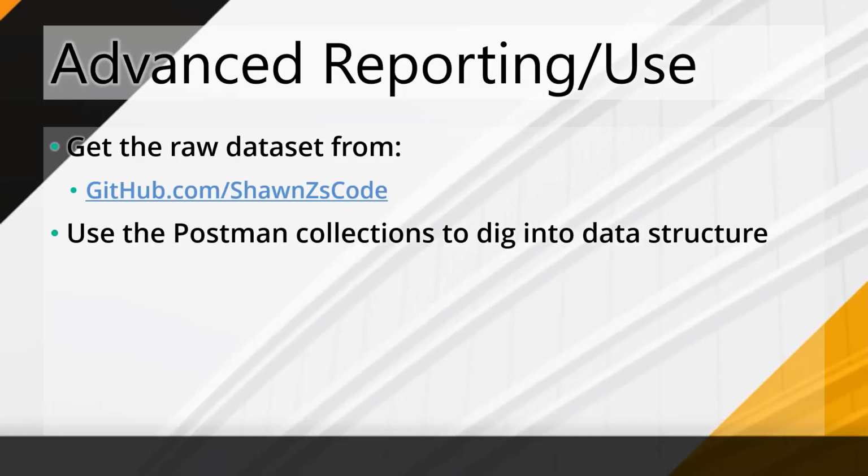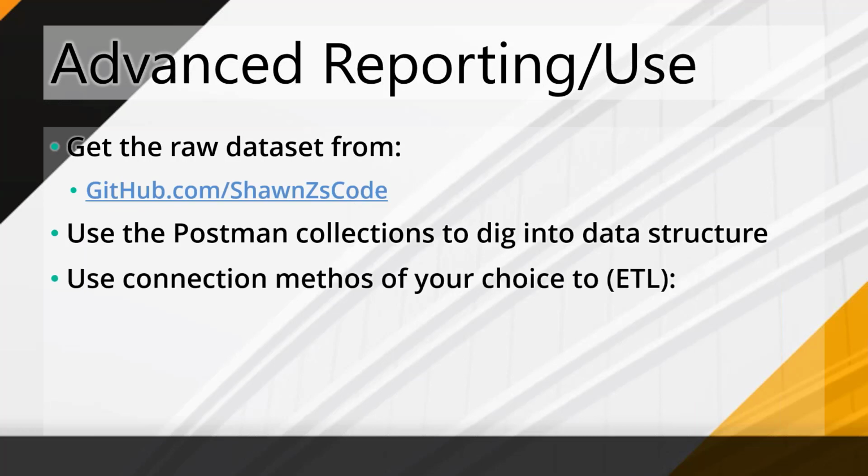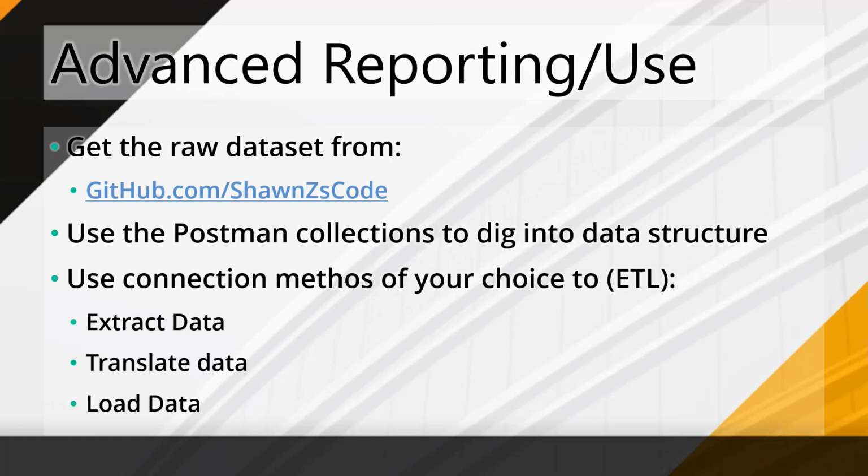You can use that Postman collection to dig into the data structure, as I just pointed out. And then from there, you can leverage that to connect to the data and use it in whatever method of your choice to extract, to transform, and to load that data into any system that you'd like. So you can use this however you want when you use that raw data. Again, I'm giving you a way to do it by using Excel and Power BI, but there are a lot of other ways in which you can do this.